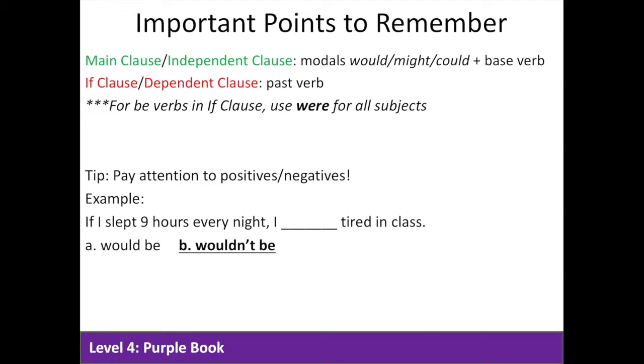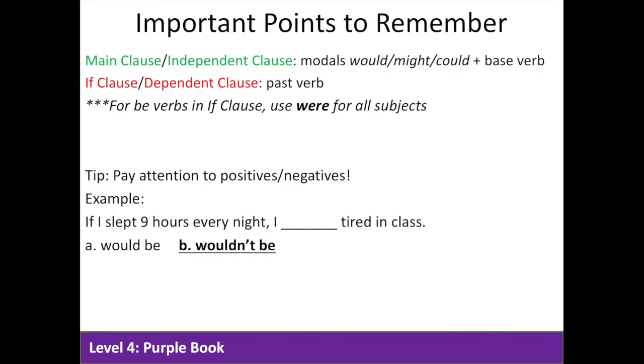So just to recap, a few important points that you must remember when you use the present unreal conditional. In the main clause or independent clause, we use modals, would, might, and could, followed by a base verb. However, in the dependent clause or the if clause, we have to use a past tense verb. Also keep in mind that for be verbs in the if clause, we use were for all subjects.